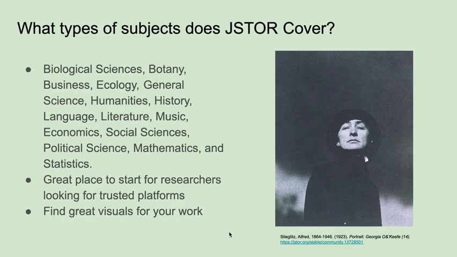So what kind of topics and subjects does JSTOR cover? Like we said, 75 different disciplines. I personally love to use it for art and the humanities, but it also covers things like biological science, botany, business, music, economics. It's a great place for researchers to start when you're looking for a trusted platform. Also, it just has great visuals for your work. This is another image of Georgia O'Keeffe taken by Alfred Stieglitz.